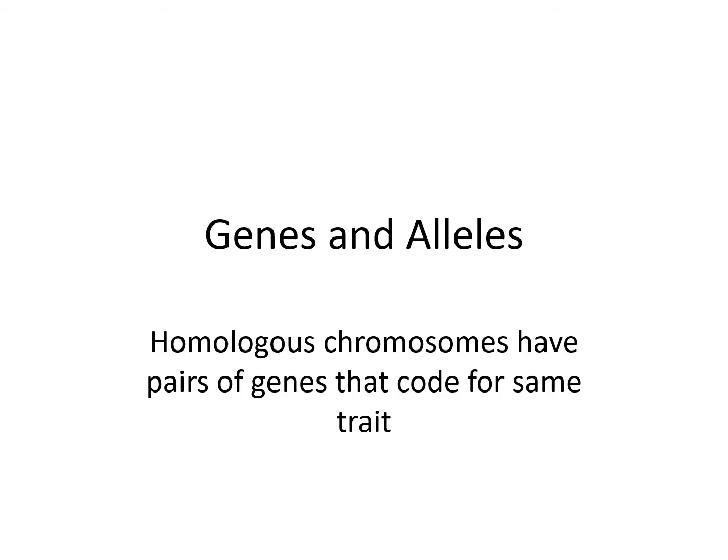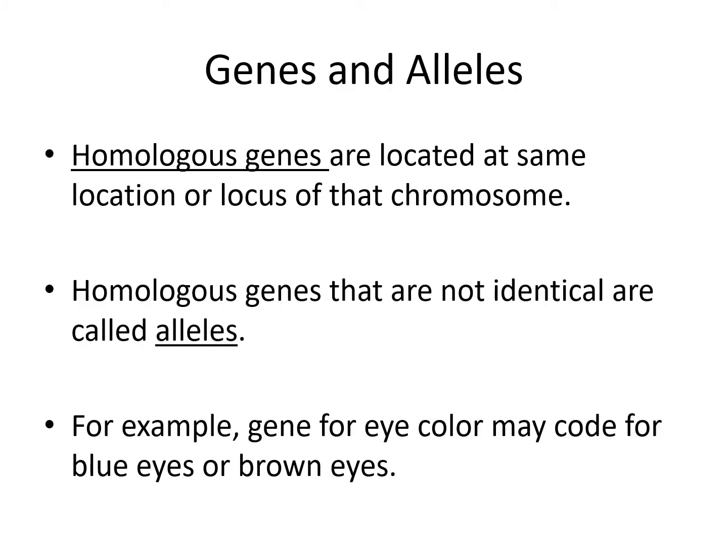Okay. Now, homologous chromosomes have pairs of genes that code for the same trait. Okay, and these are pairs of genes. Okay, and any differences in forms of these genes are called alleles. Okay, so homologous genes that are not identical are called alleles. And homologous genes, as we mentioned, are located at the same location or locus of that chromosome. The location of a gene is called its locus.